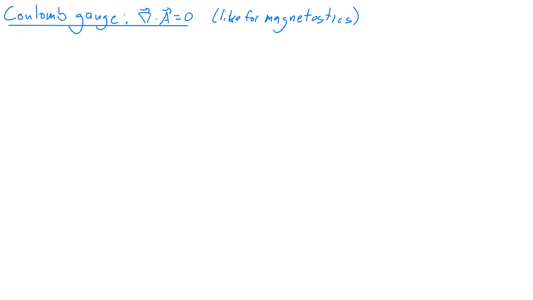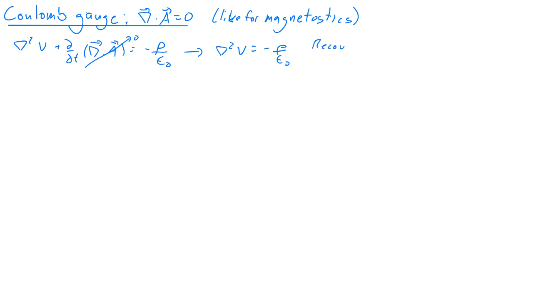Right. And so, all right, let's look at our Poisson type equation. Time derivative of the divergence of A equals minus rho over epsilon. Oh, but that right there, that's zero, right? And so we do that and we recover our Poisson equation. Woo-hoo. All right.